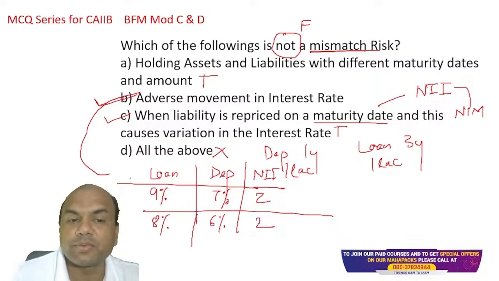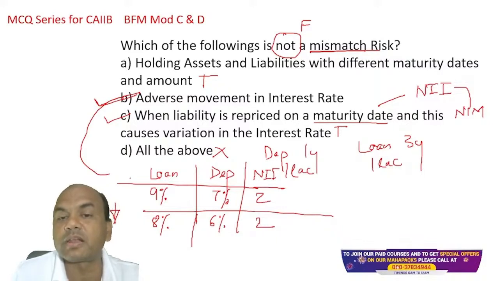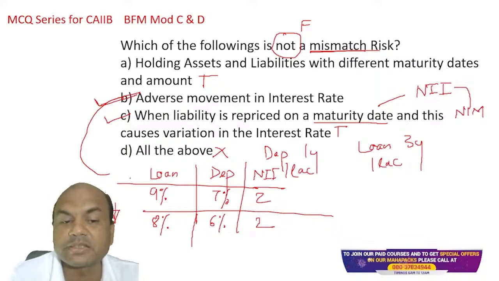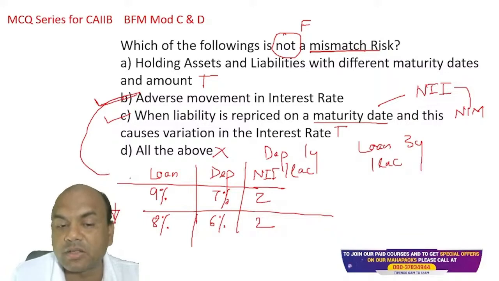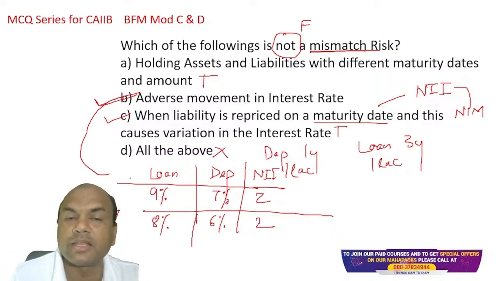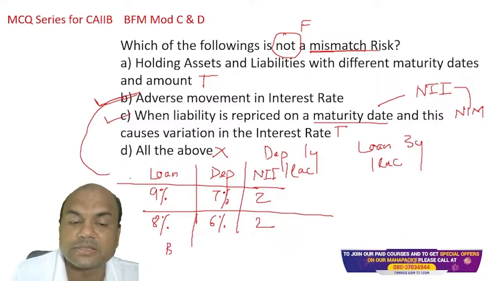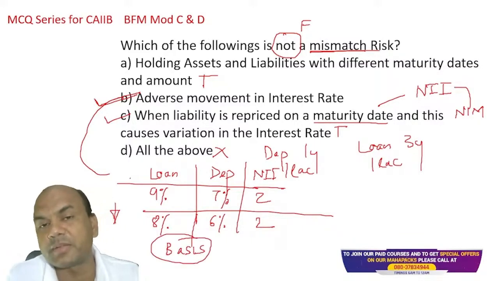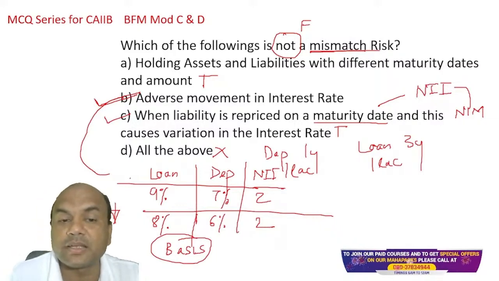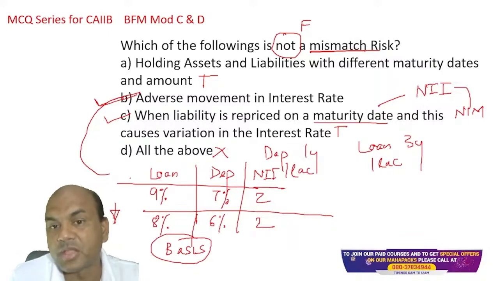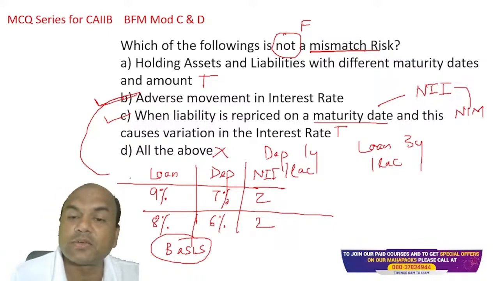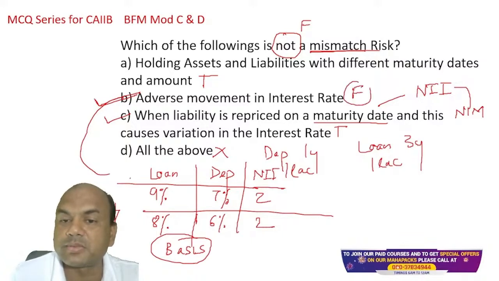So that's why it is said over here, adverse movement of the interest rates is not a mismatch risk because it is happening in both of them. Now, if it happens in one of them, means this decreases but this does not, or this decreases, this does not, in that case that is called a basis risk. In basis risk, then you will be having the mismatch part. But here is anything mentioned about the basis risk? No, it is mentioned adverse movement in the interest rates. So it is for both. So that's why this is a false answer, and it is not a mismatch risk.